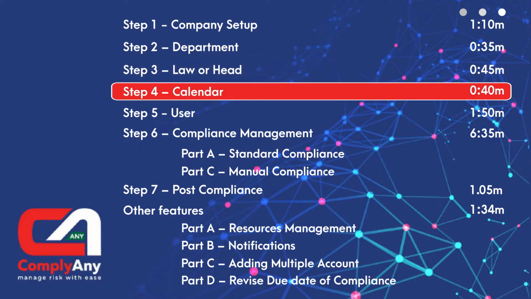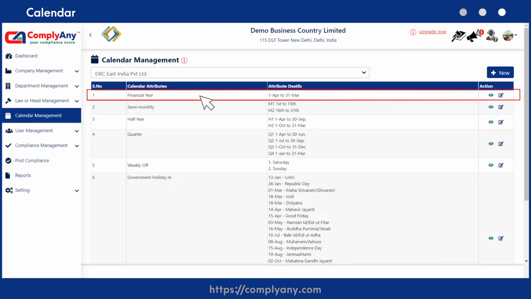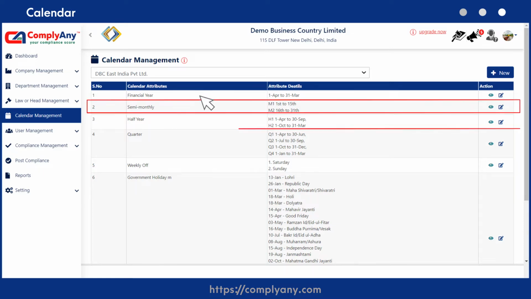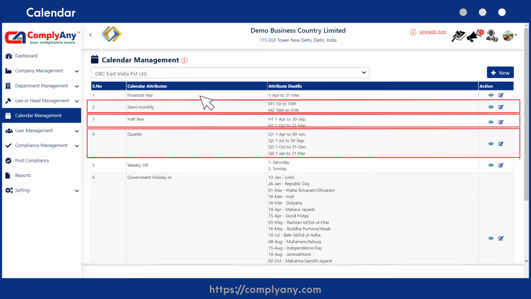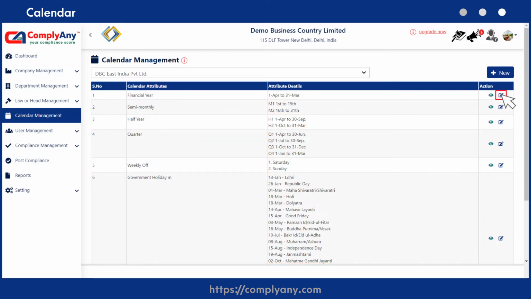Step 4: Calendar. Calendar management is used to make compliances which are based on the financial year. You will see the default financial year based on your company's country, and based on the financial year, semi-month, quarter and half-year are defined. Weekly off and government holidays are defined. If required, you can change any of these periods.